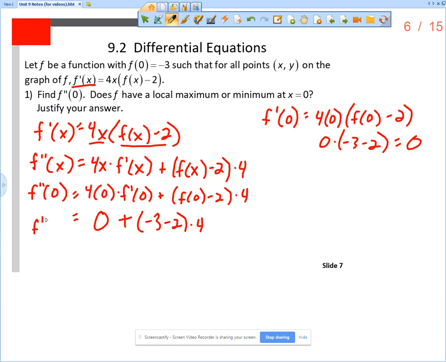So f double prime of 0 is, well, 0 plus negative 3 minus 2 is negative 5 times 4 is negative 20, all right? So f double prime of 0 is negative 20. So that's the first part. But now it says, does f have a local maximum or minimum at x equals 0?